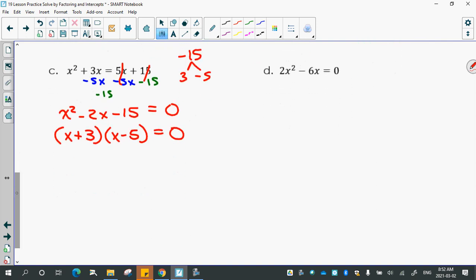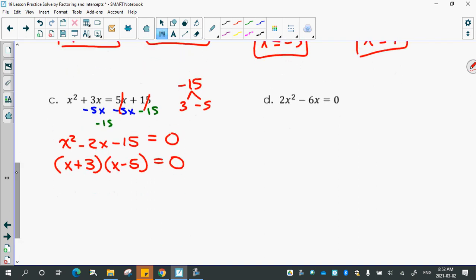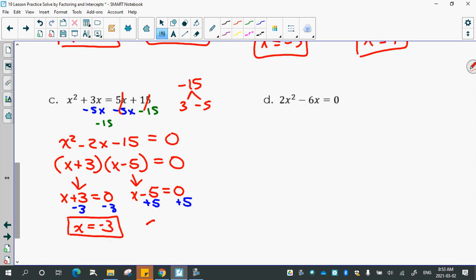Okay, so this one had an extra step because we had to bring everything to one side. Then we factored our simple trinomial. Now we're going to set each factor equal to 0 and solve for x. And we get our solutions to be x equals -3 and x equals +5.